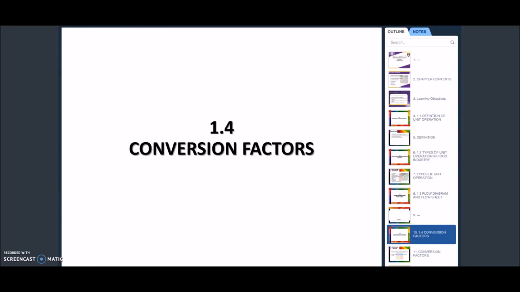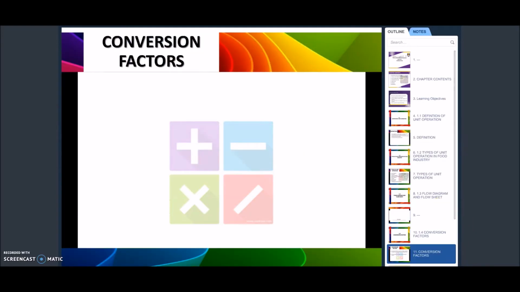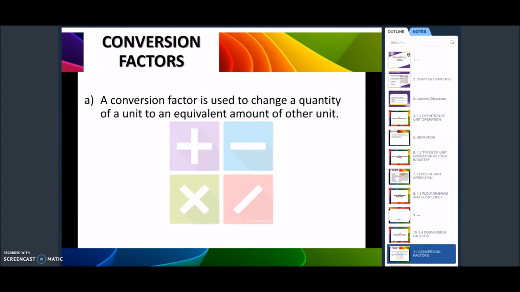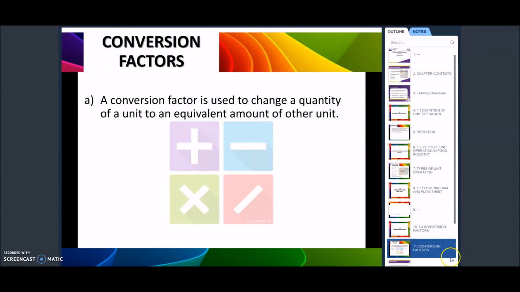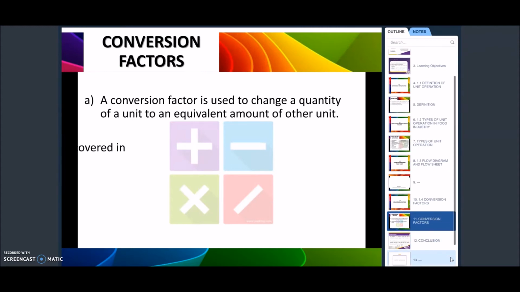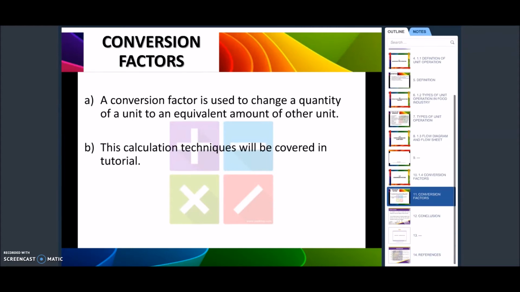Okay, next is 1.4, conversion factors. A conversion factor is used to change a quantity of a unit to an equivalent amount of another unit. These calculation techniques will be covered in tutorial classes.